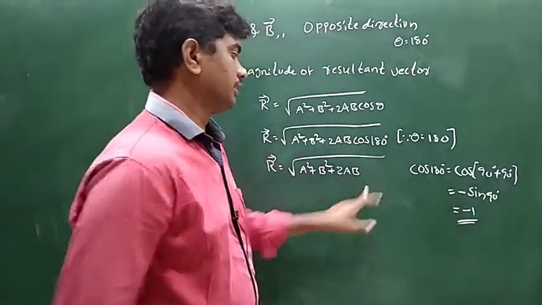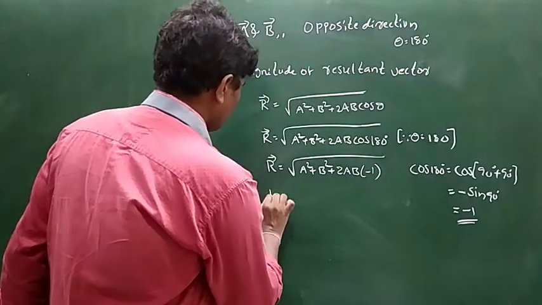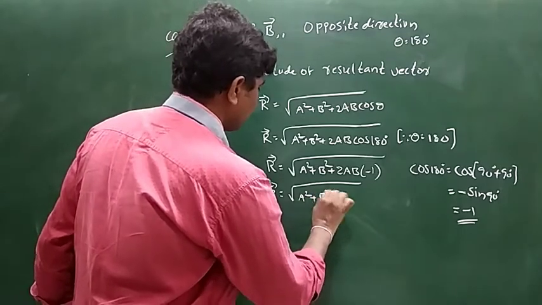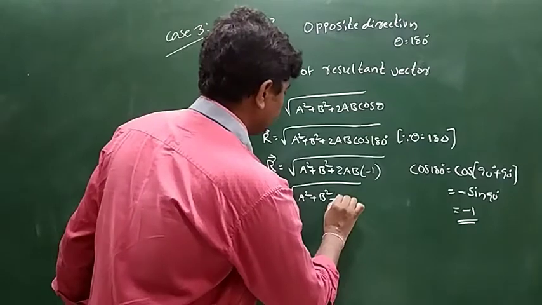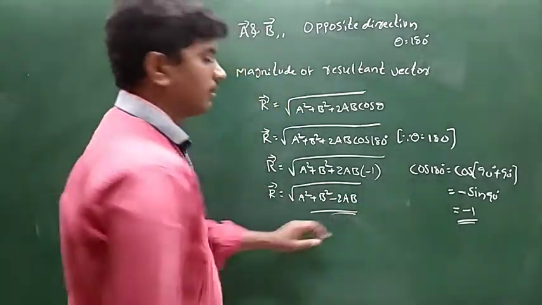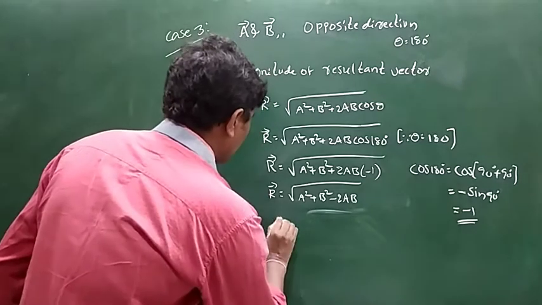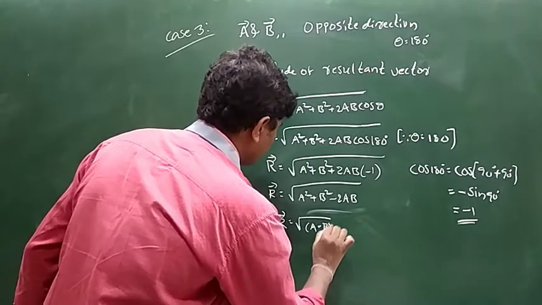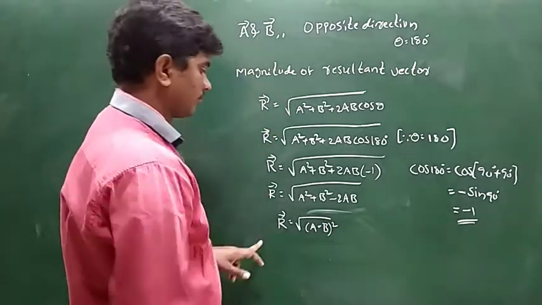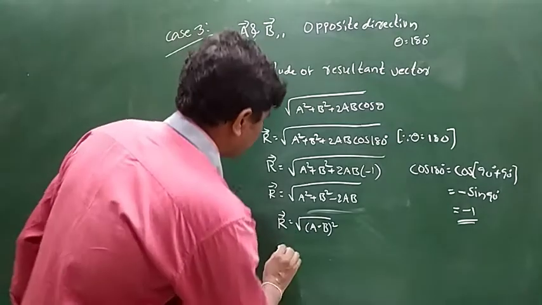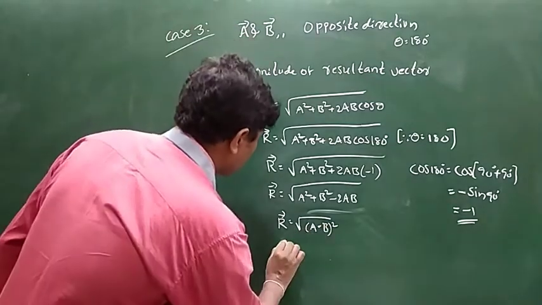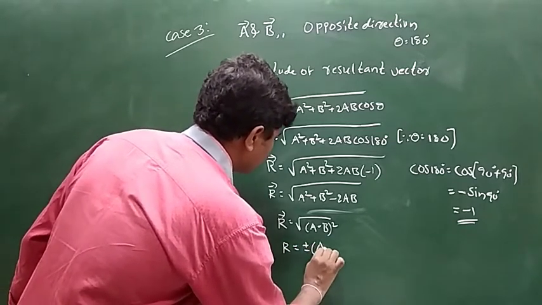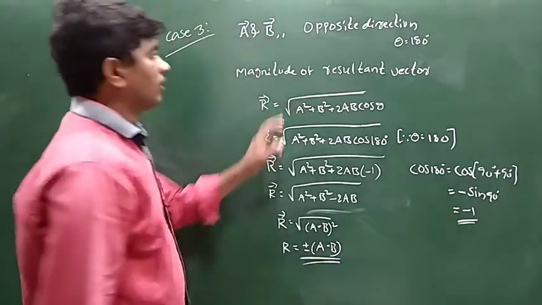Substituting this equation, minus 1. R bar equal to under root of a square plus b square minus 2ab. This is the formula of a minus b whole square. Therefore, R bar equal to under root of a minus b whole square. Both sides squaring, the square root cancels. R equal to plus or minus a minus b. This is the magnitude of the resultant vector.